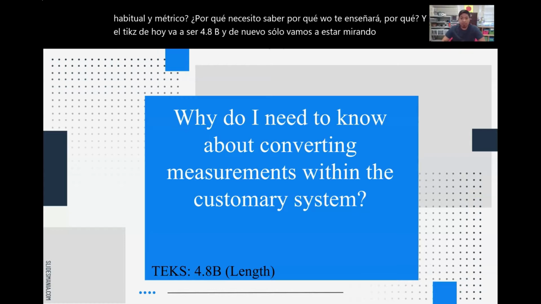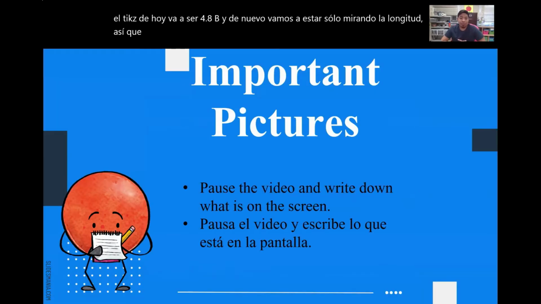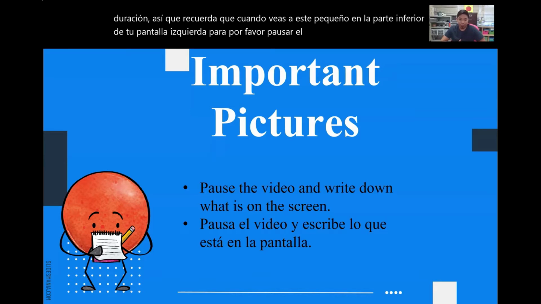Length. So, remember that when you see this little guy on the bottom of your left screen, to please pause the video and write down what is on the screen because it's very important stuff to put down in your journal, okay?